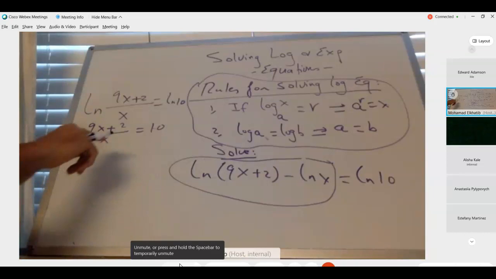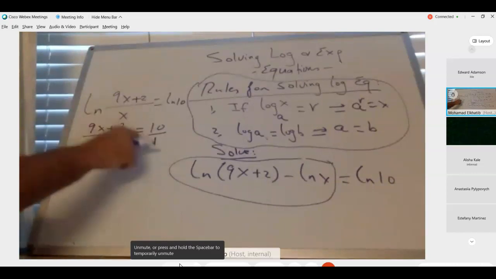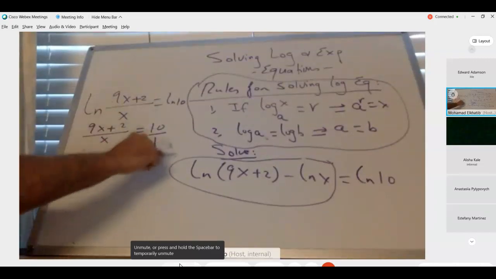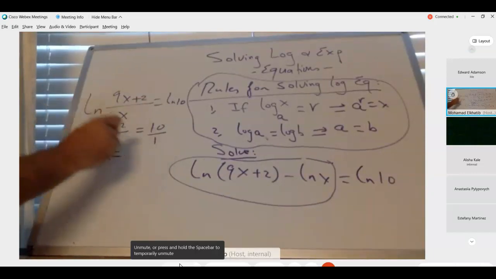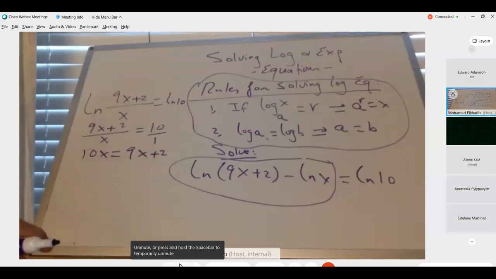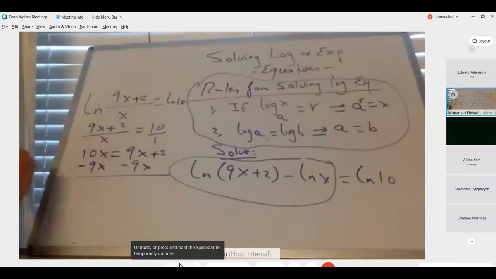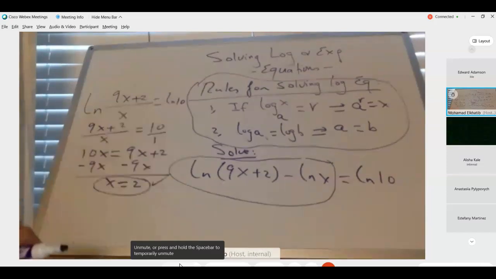Now, how do I solve an equation like this? I'm gonna put 10 over 1. I'm gonna cross multiply. 1 times 9x plus 2, 9x plus 2. Okay, we cross multiply this way, equal this way. 10 times x, 10x. 1 times 9x plus 2, 9x plus 2. So you see, when I cross multiply, I no longer have a fraction. Now I got to take care of the variable on the right side. Right? Answer is x equals 2.